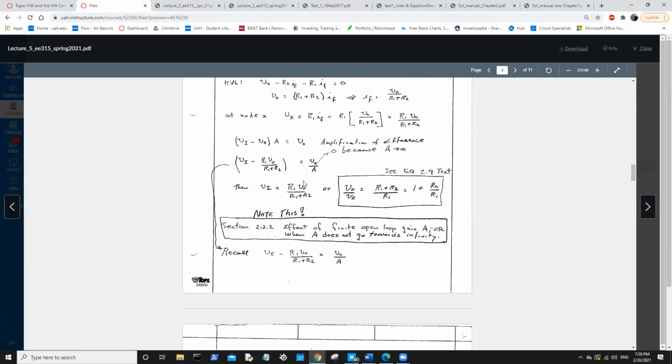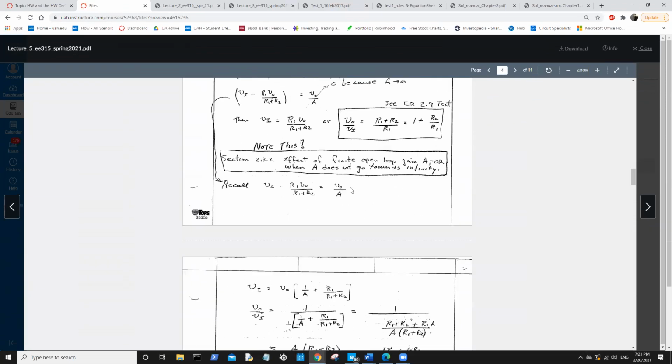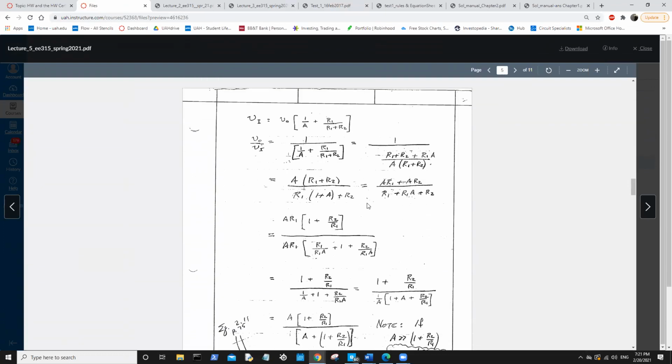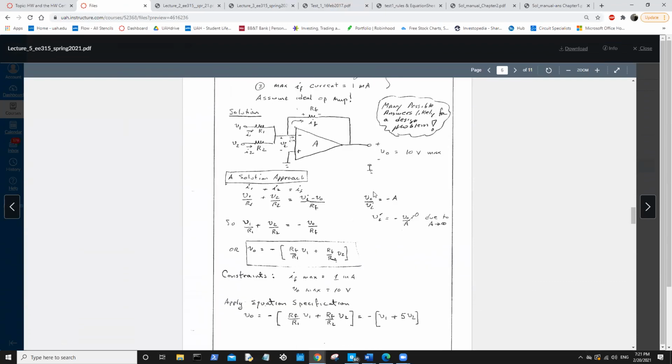Yeah, so there's really nothing application-wise that's new for this non-inverting. It's just that sources and ground are in a different place. Yes, we're just going to assume it doesn't show up.